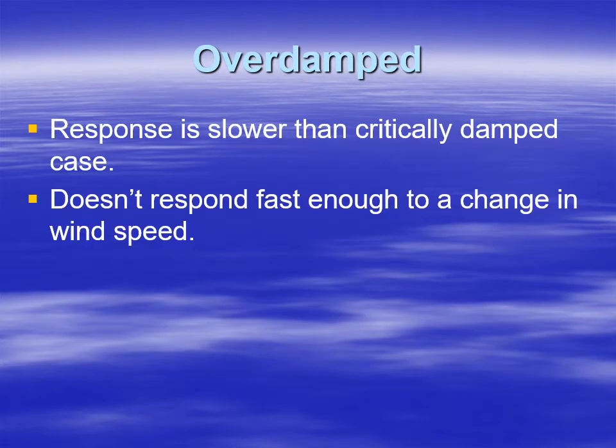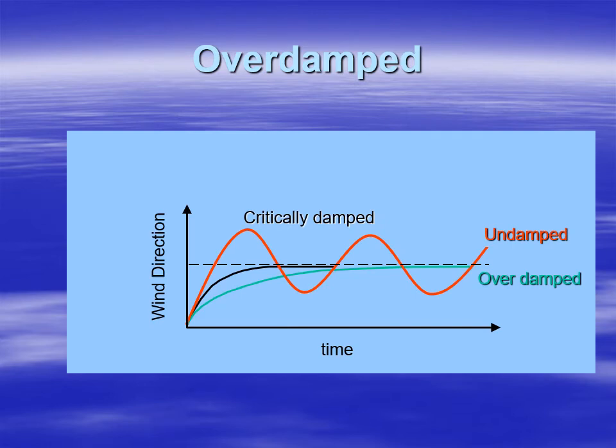There's another category of solutions, which we call overdamped, and this is where the wind vane responds slower than the critically damped case. So it's really not something that we want to design our wind vanes to have. You can think of it as slower to get to the true wind direction than the critically damped. It doesn't overshoot, but it just really slowly moves in the direction of the new wind. And the green line represents the overdamped.